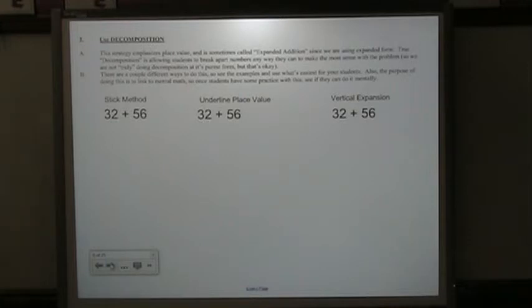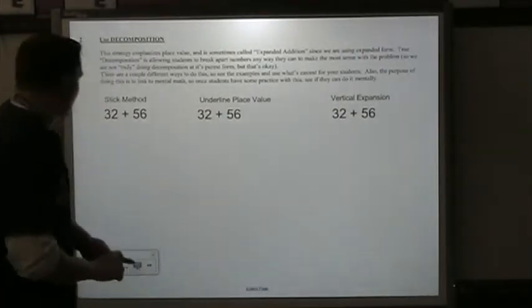of two-digit numbers. There's three different methods that I'm going to talk about. Stick method is one way, underline place value is another way, and vertical expansion is the third way. So let's start with stick method.